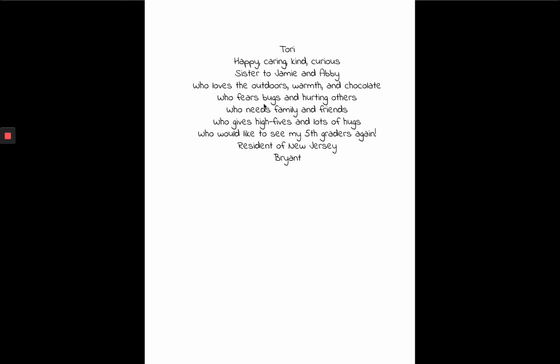Okay, so here I am. So Tori, right? That's my line 1. Happy, caring, kind, and curious, because you know that I'm always trying to find out other things. Sister to Jamie and Abby. Those are my sisters. I could have put daughter of Ed and Karen. Those would be my parents, right? But I did sister to. Who loves the outdoors, warmth, and chocolate. Probably could have put Reese's there, huh?